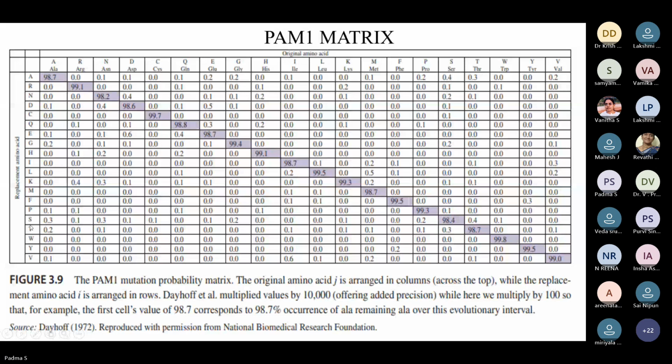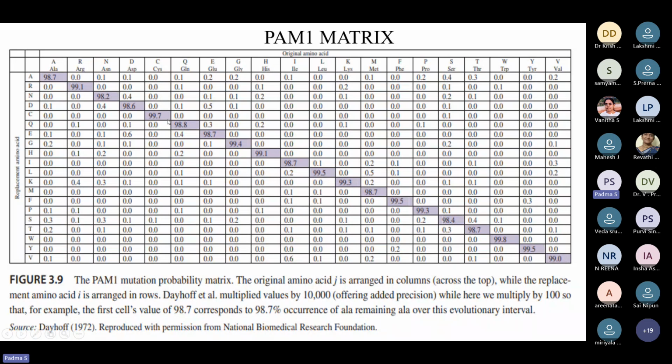But what the matrix is telling you is the percentage of changes which occur with respect to an amino acid over the course of evolution. So here, this amino acid alanine is almost conserved for 98.7, but in 1.3% there is a change in the alanine residue. So that much is an accepted mutation.